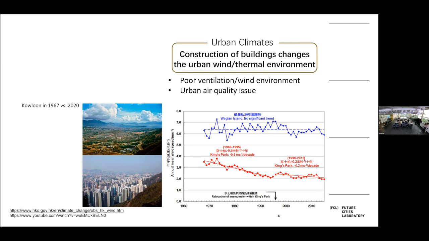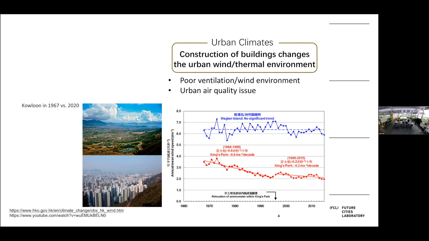In the Pacific, the wind and thermal environment in urban areas can be strongly modified by the construction of buildings and the growth of the urban area. For example, what we see here is the wind speed measured in Hong Kong. The red line indicates the wind speed measured in the city center, King's Park, and we can see the wind speed reduced year by year, the annual average wind speed. And the blue line is the wind speed measured outside of Hong Kong, on an island outside of Hong Kong. We can see the annual average wind speed almost stays stable over the past 5 decades.